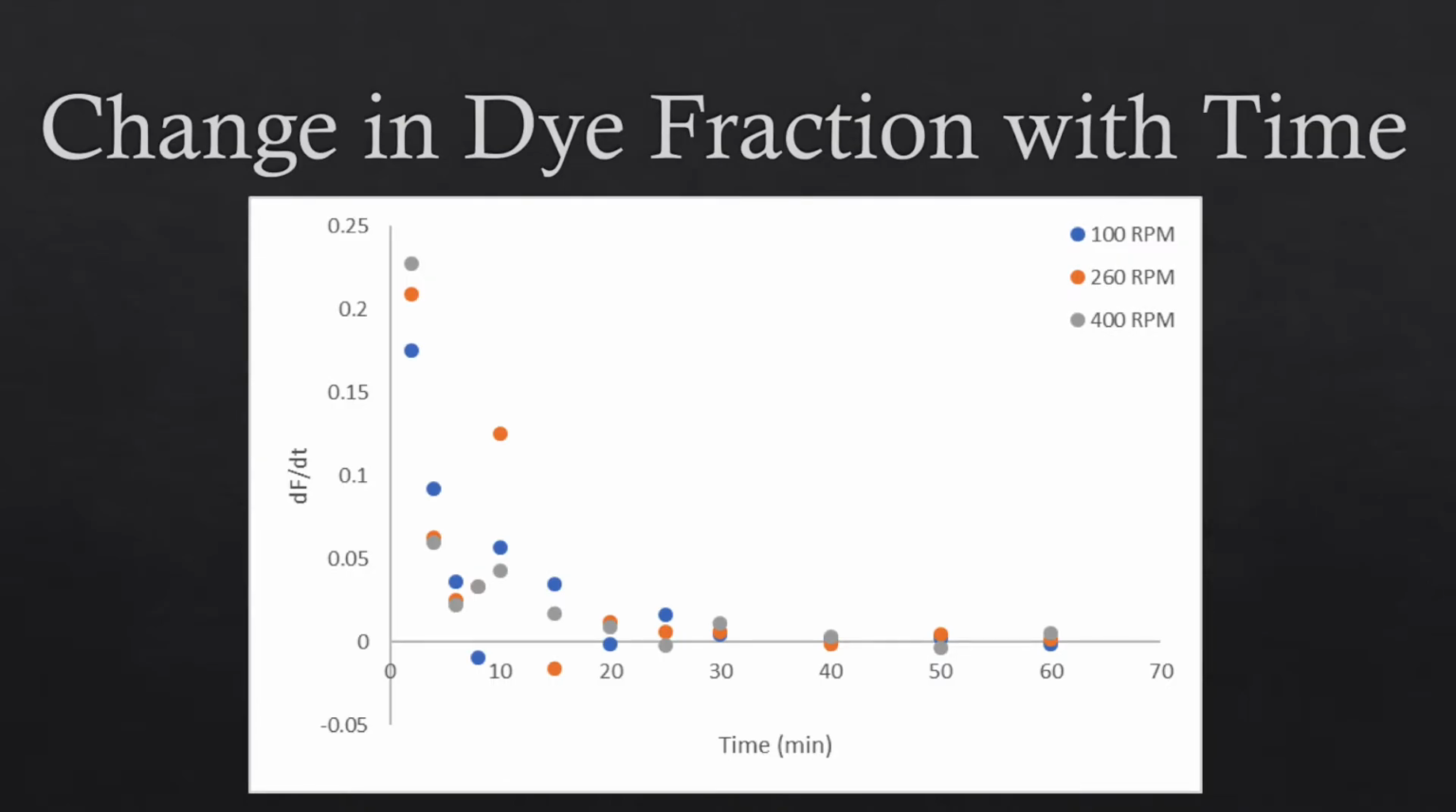This plot represents the change in dye fraction as a function of time. As expected, the dye fraction change will approach 0 over the testing period. This is because as more time is allowed for the drug to release, the drug will reach its equilibrium, and no concentration gradient or convection can further promote mass transfer within the system.